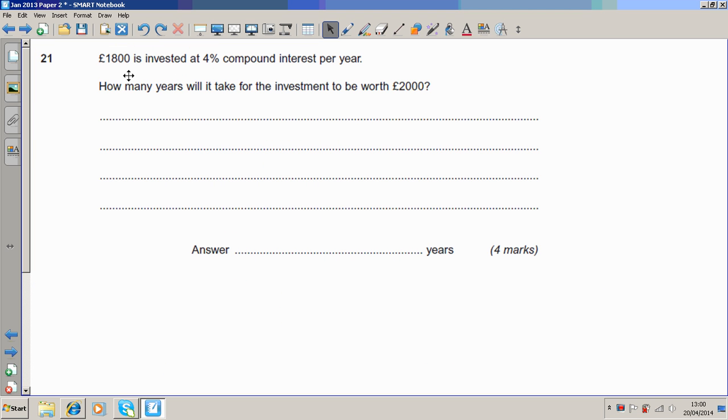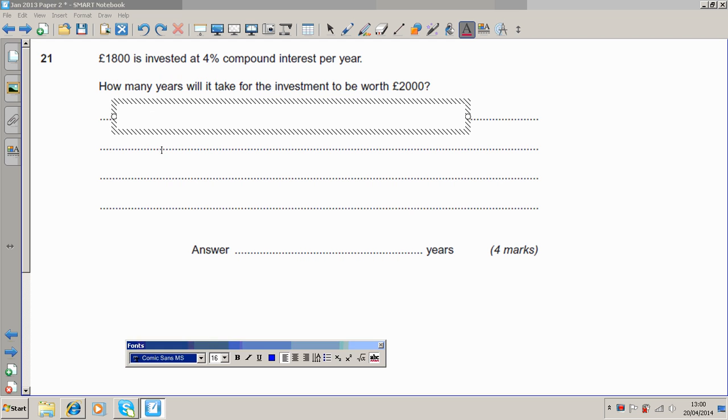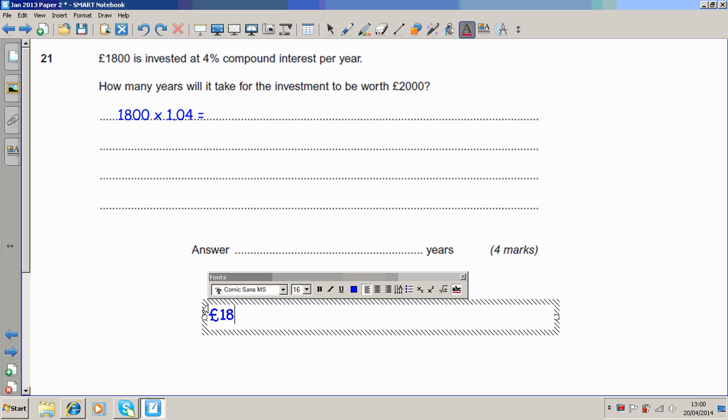Question 21. £1,800 invested at 4% compound interest. How many years will it take for the investment to be worth £2,000? Okay, so 1,800 is what we had at the start of the first year. At the start, and to get after 1 year, we times by 1.04, and that will tell us what we've got at the end of that year.